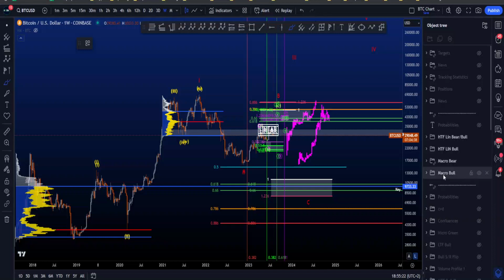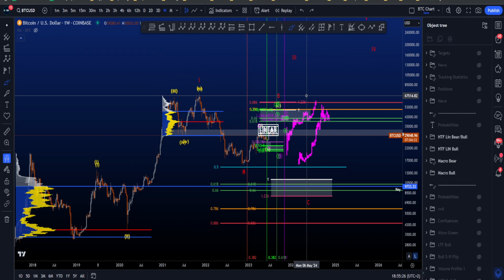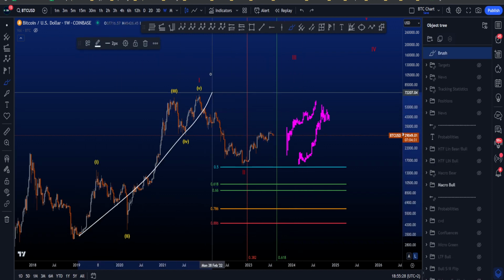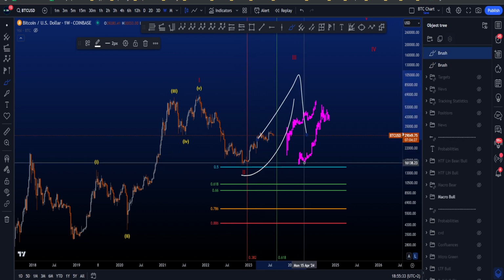Hi everyone, let's go over my macro and high time frame bullish and bearish Elliott Wave scenarios on Bitcoin. Starting with my macro bullish scenario, where we are looking at a finished wave 1 and a finished wave 2, for then continuation to the upside in a bigger wave 3.